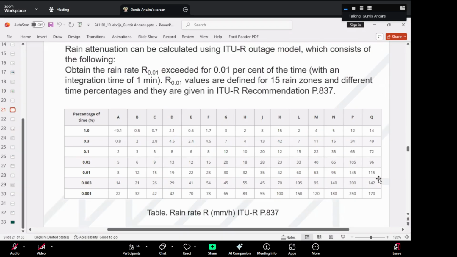So rain attenuation can be calculated using an ITU outage model, which consists of the following: defining the rain rate for this 0.01% exceeded for this time.